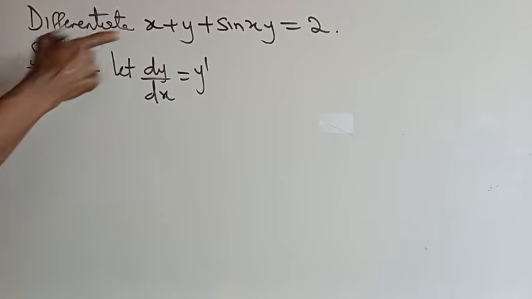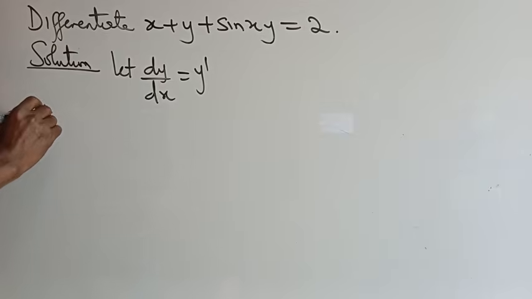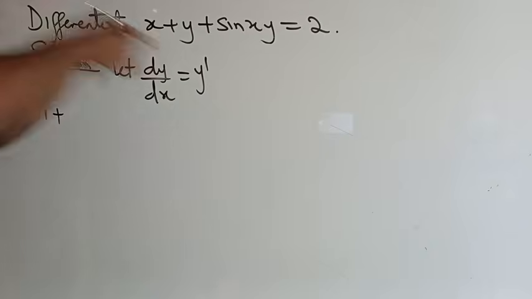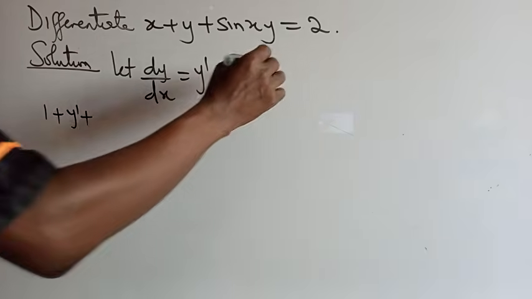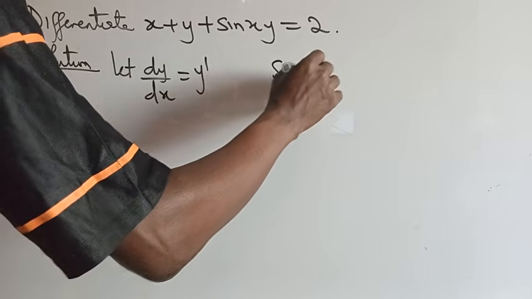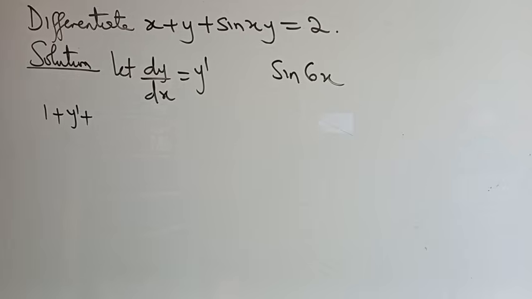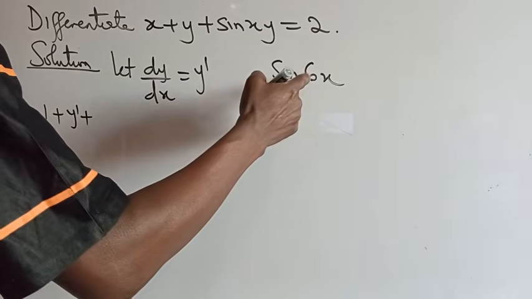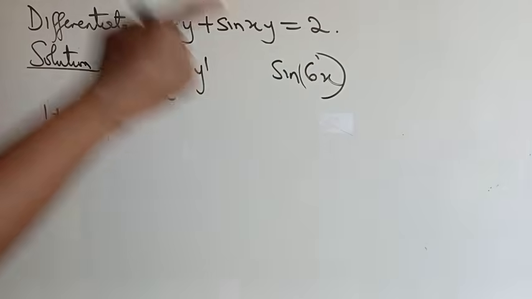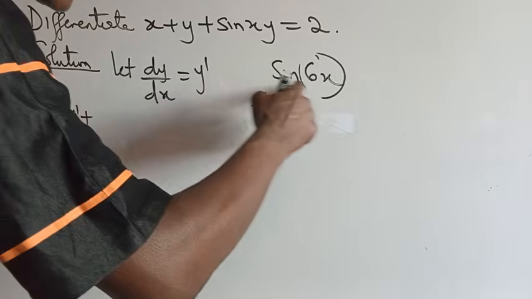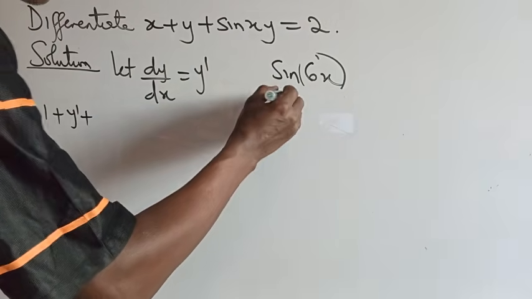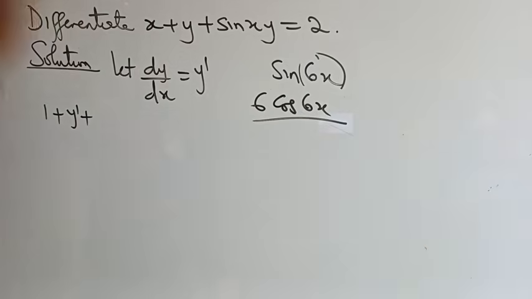Now let's start. Differentiating x, you have 1 plus. Differentiating y is also 1, but you must multiply it by y prime, which is dy/dx. 1 times y prime, you have y prime. Then plus, let me remind you, if you differentiate sine 6x, from the formula I gave you earlier, you will differentiate this 6x, which gives you 6, bring 6 out. Then differentiate sine 6x itself, which will be cos 6x.